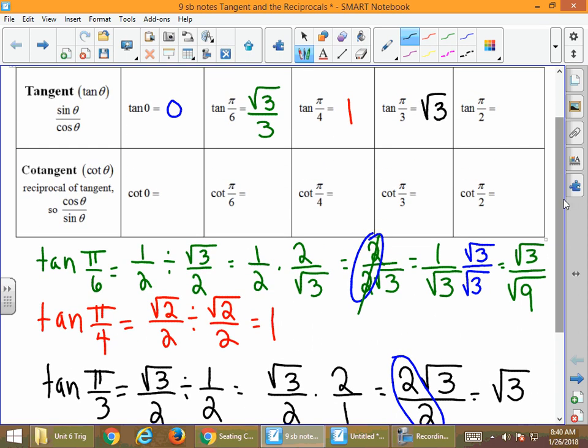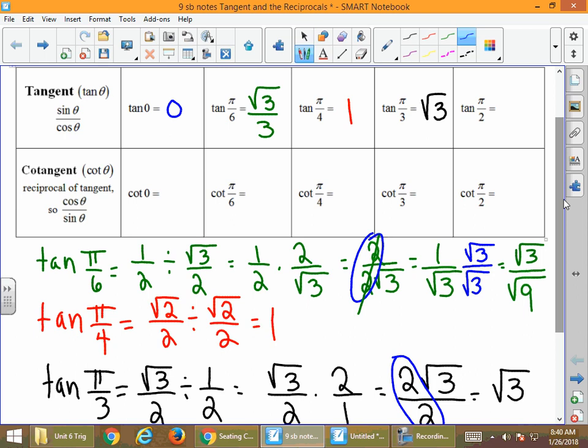I'm still deciding if this is a good memory technique or not, but it's pi over 3, and tangent of pi over 3 is just radical 3. So the 3's kind of go together. I like my pi over 6 better. 3 plus 3 is 6. But again, that might work for you as a memory technique, and it might not work for you as a memory technique.